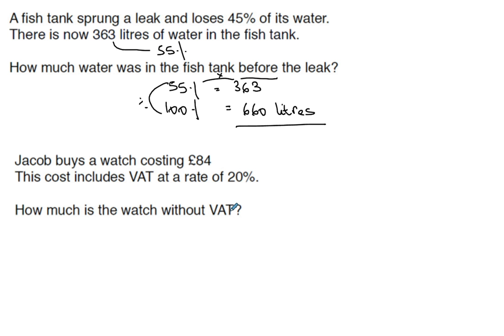Alright, good. Jacob buys a watch costing £84. This cost includes VAT at a rate of 20%. So you know that's your 120%. How much is the watch without VAT? So that would be your 100%. So 120% equals 84. And you can see a connection. They could have given it to you in a non-calculator paper. Can you see 12 times 7 is 84? And then they're just adding a 0. So 100% is 10 times 7 is 70. Cool. Very good, isn't it?